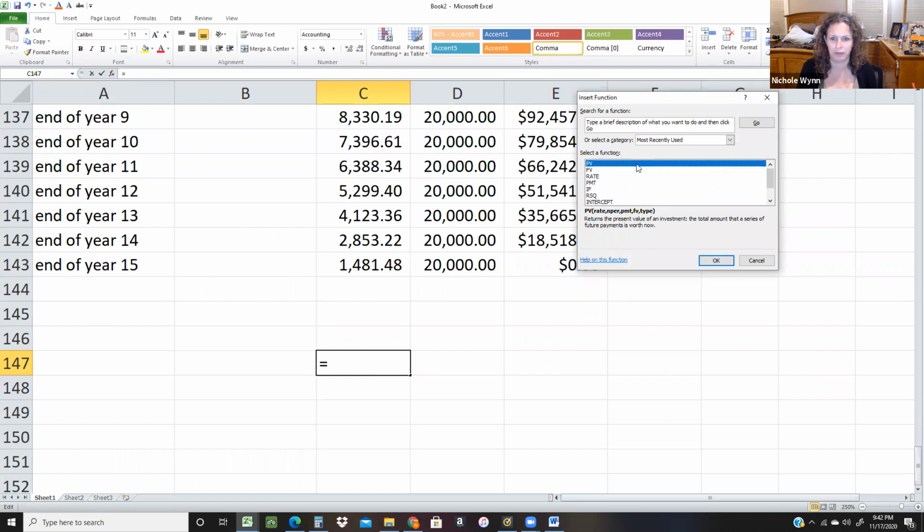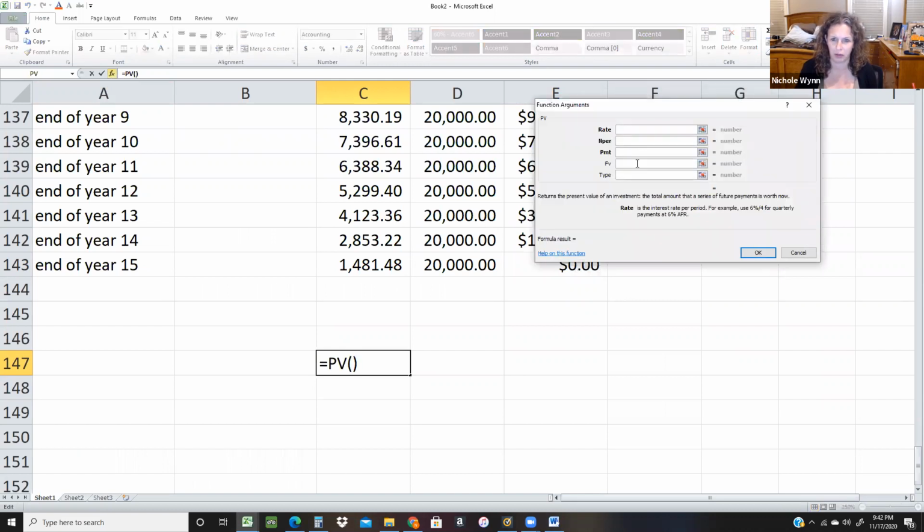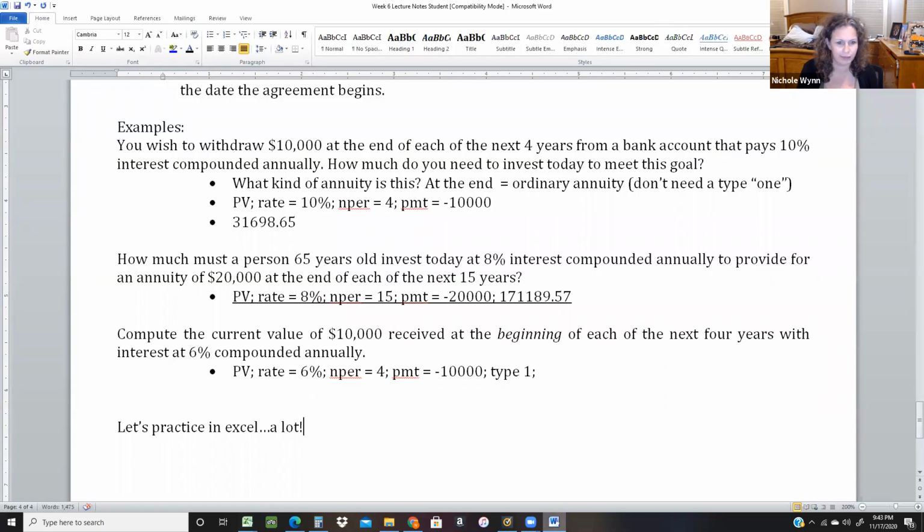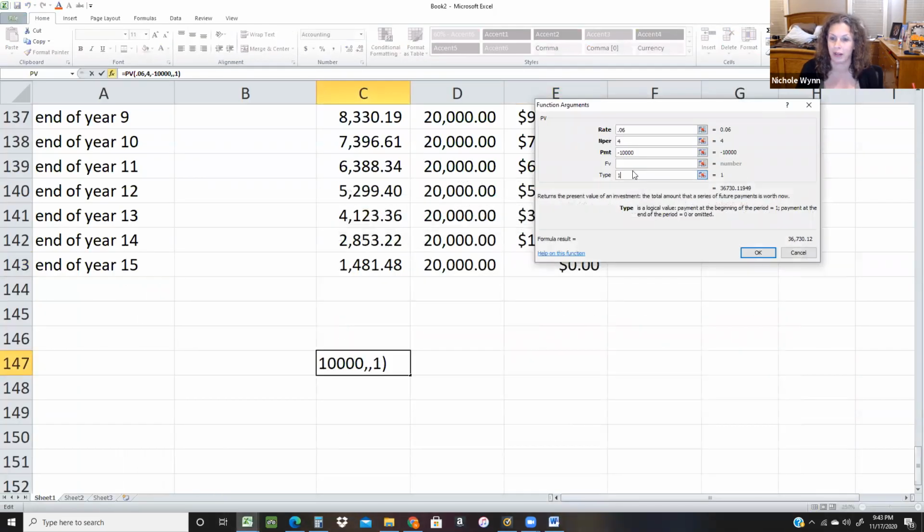Present value, 6% for 10,000. Yep, 10,000, 6%, 4. And then I need to put a type 1. Now, if you delete that type 1, you can see the answer right here.